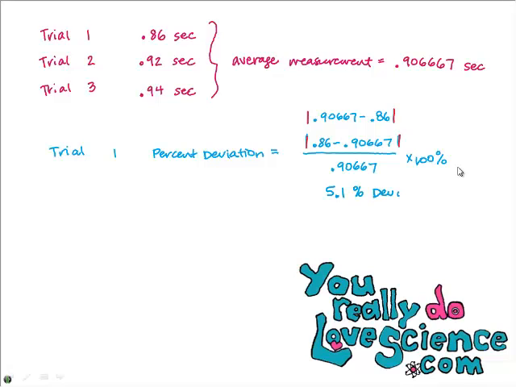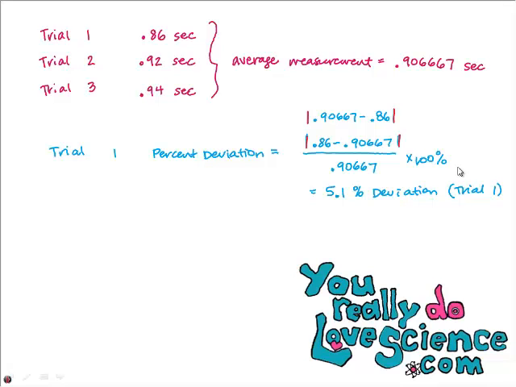Now again, you're going to do percent deviation for each trial, but can you see how this is a report of how far off each measurement was from the average measurement, and that is a good report on your consistency, or how consistent your results were. And so I hope that this helps you understand accuracy and precision a little bit more.